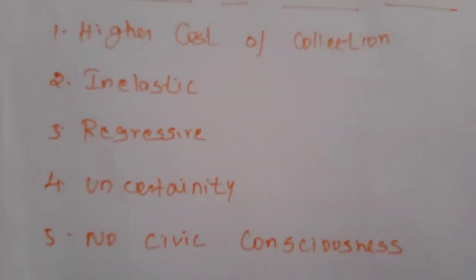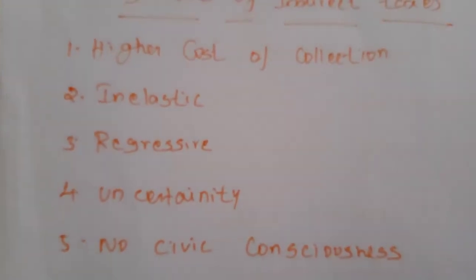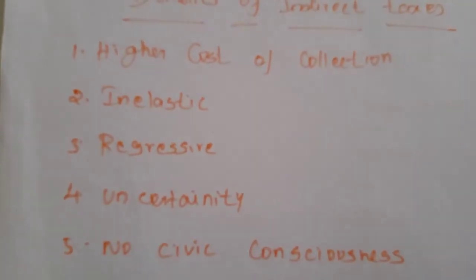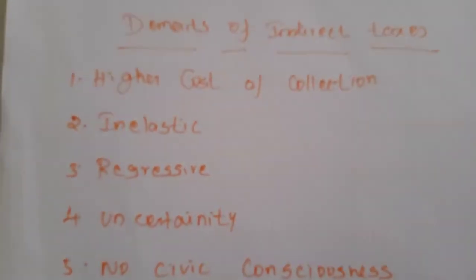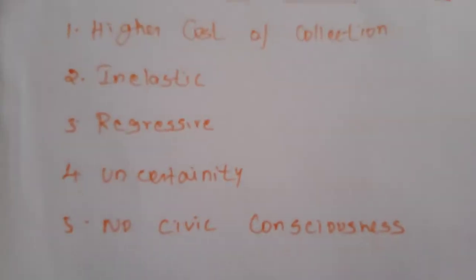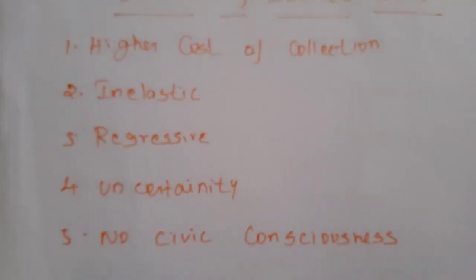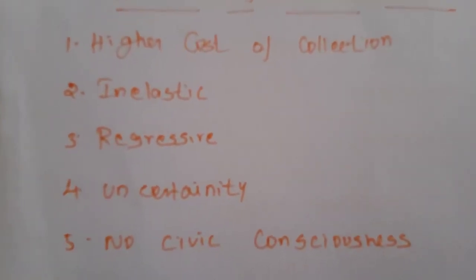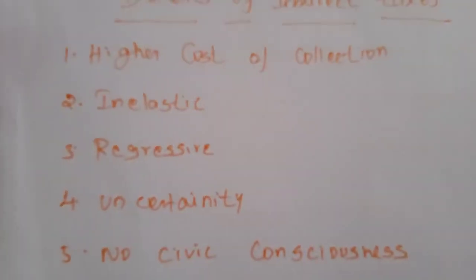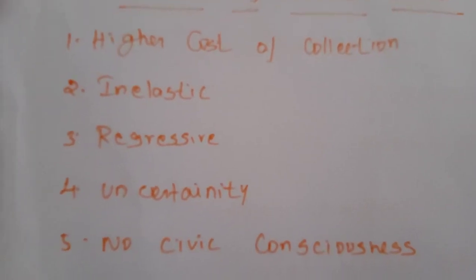Next, regressive. Indirect taxes are sometimes unjust and regressive in nature, since both rich and poor persons have to pay the same amount as taxes irrespective of their income level. Even for common commodities, the poor and the rich have to pay the same amount of money. For basic necessities of life, or shirts, pants and some bikes, they have to pay the same type of taxes.